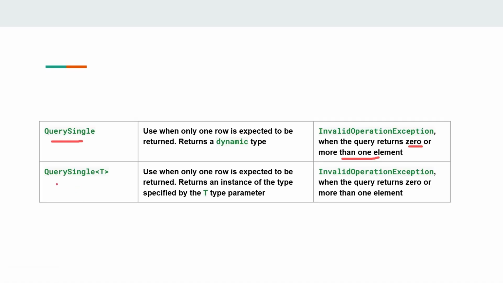Second method is QuerySingle of T. This is basically the same method as above, but the only difference is this is a generic type and we can pass the type which we are expecting, and this will provide us the type safety also. Let's try to use this particular method and try to fetch a row.